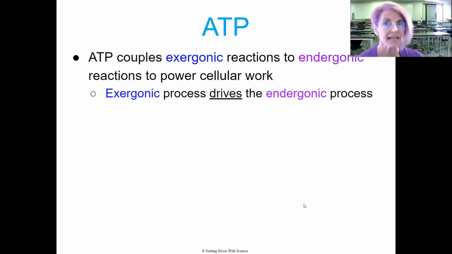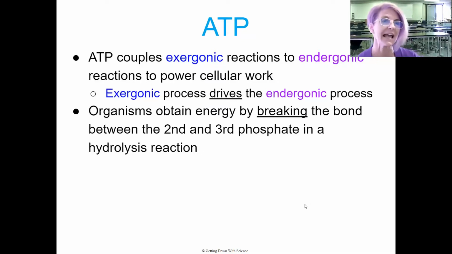If we are making ATP, that's an anabolic reaction, right? If we are breaking ATP, that's an exergonic reaction. So the exergonic drives the endergonic. So these are coupled reactions when one produces the energy that the other needs. So catabolic feeds anabolic. Cellular respiration feeds photosynthesis, for example.